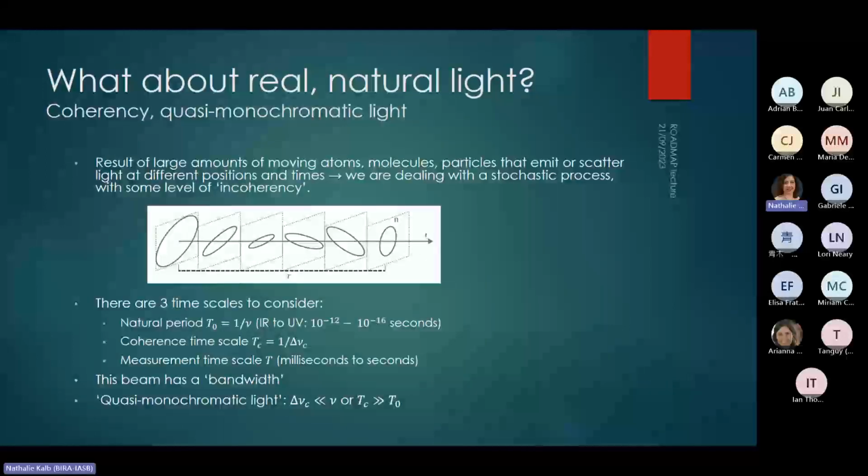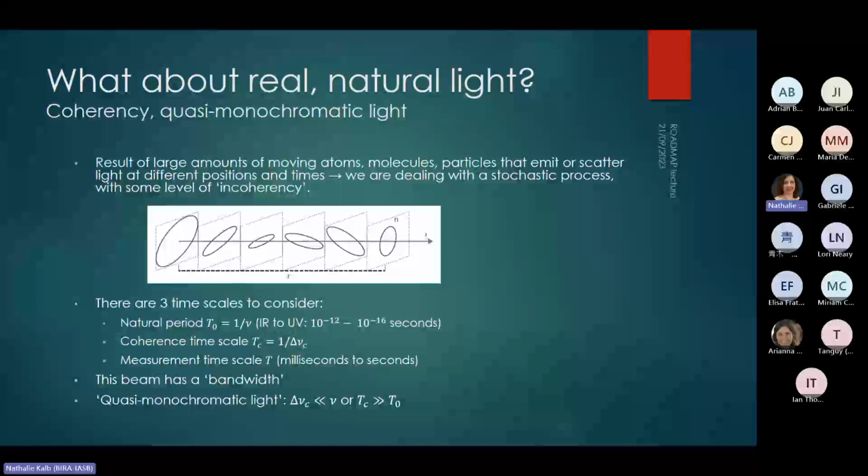Now, real natural light is not like this. What happens is that real light is the result of large amounts of atoms, molecules, and particles that scatter or emit in the atmosphere. Different positions, different times, they are moving. So we are dealing with a statistical, a stochastic process with some level of incoherency.